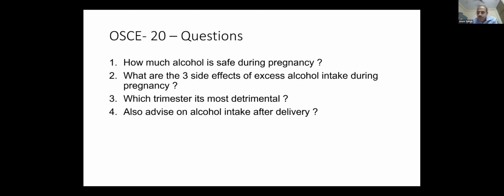No one is answering. Only one answer is there. No amount is safe. Fetal alcohol syndrome, low birth weight, IUGR, learning disabilities, facial abnormalities. Very good. Fetal alcohol syndrome, IUGR, third trimester. First trimester.